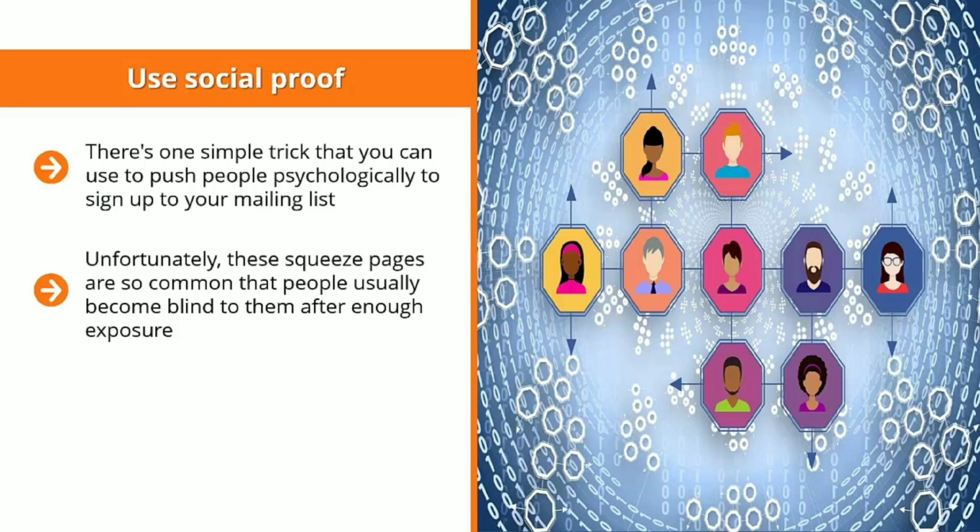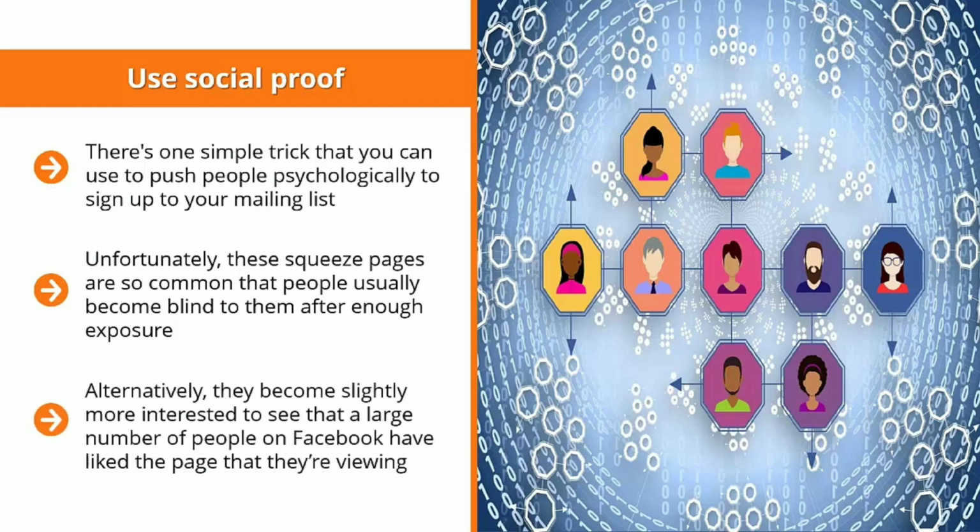However, people can and do sit up and pay attention when they see that their other Facebook friends have signed up to the list. Alternatively, they become slightly more interested to see that a large number of people on Facebook have liked the page that they're viewing. This is called social proof.